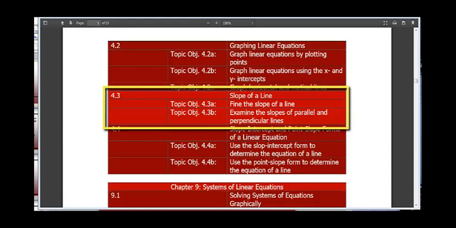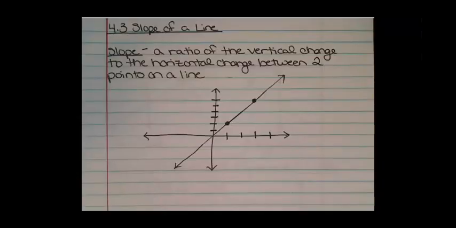Today we will be in Chapter 4, Section 3, Slope of a Line. Our two topic objectives for today are to find the slope of a line and to examine the slopes of parallel and perpendicular lines. Chapter 4, Section 3, Slope of a Line.